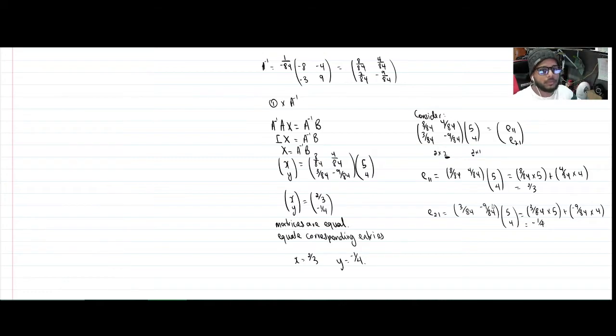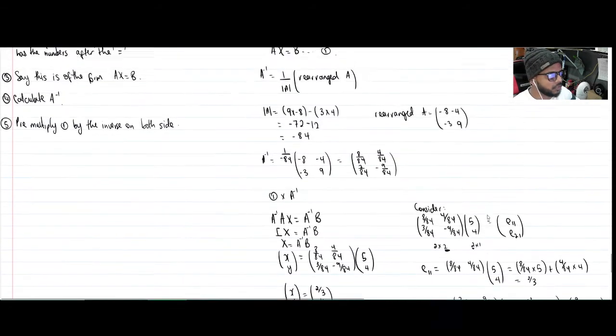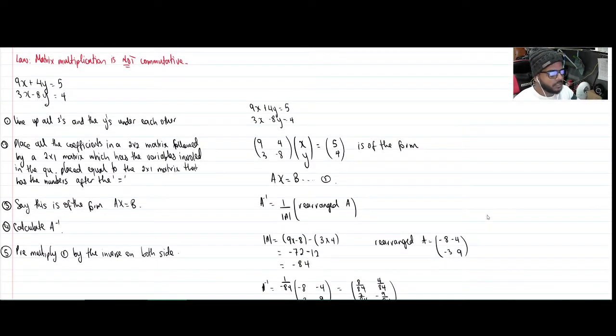So let's double check our work. I'm going to substitute x is 2/3 and y is equal to negative a quarter in both of my equations above. So when x is equal to 2/3, you all can check it over with me. 9 open bracket 2/3 plus 4 open bracket negative a quarter is equal to 5. Double check in both equations, please. 3 into 2/3, take away 8 into negative a quarter, I get 4. So both my solutions worked for both my equations, so I know my question is correct.